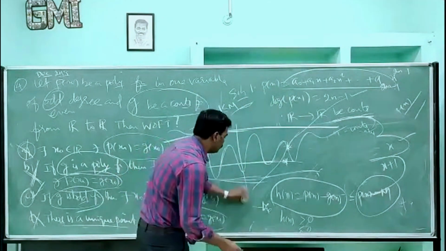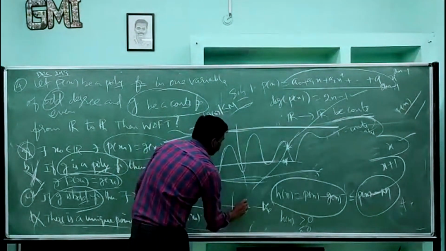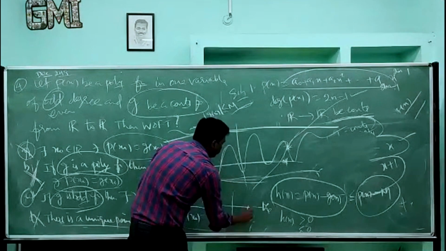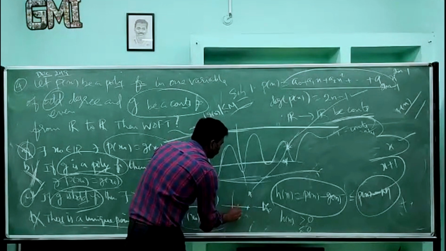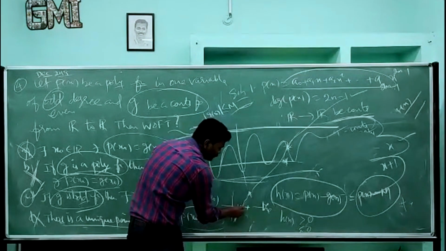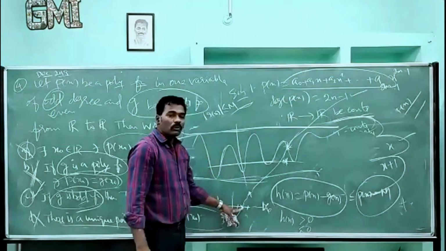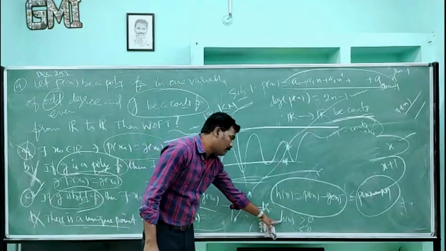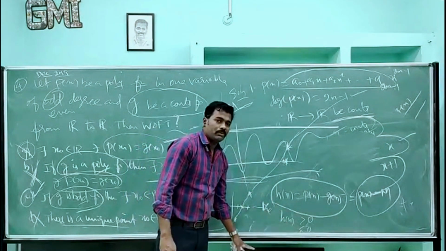For example, f is a function; at some point it will be positive, at some point it will be negative. So this is a continuous function, at least one time it will be crossing. This is a root. Similarly, h is positive at some point and negative at some point.